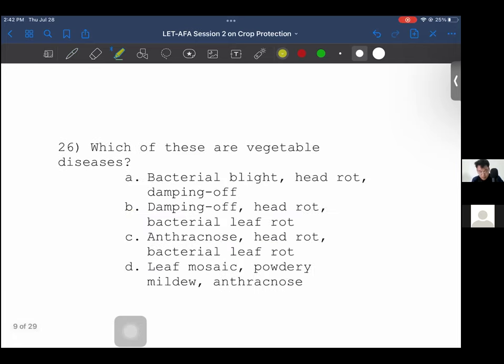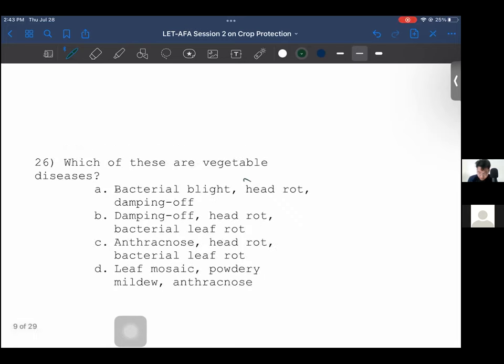Okay, here. Which of these are vegetable diseases? So first, we need to know kung ano yung mga klaseng vegetables, tapos kung meron ba kayong alam na mga diseases na mga vegetables na yun, yung mga ganun na bagay. So, let us try eliminating. So, ang kailangan natin dito, tatlo-tatlo yan, di ba? Like may one, two, three. So, kailangan natin makuha yung choice na merong tatlong vegetable diseases.